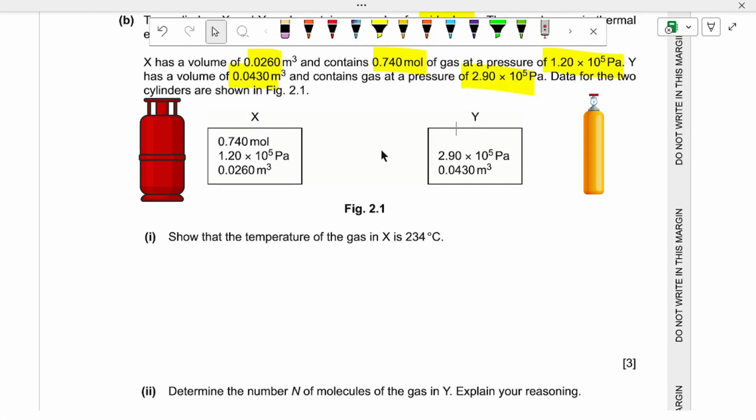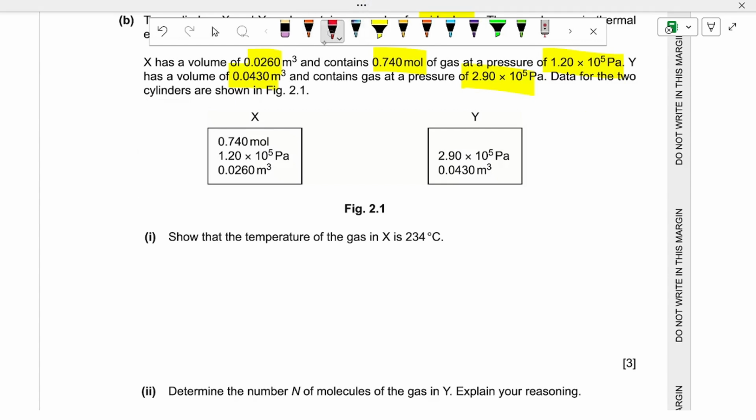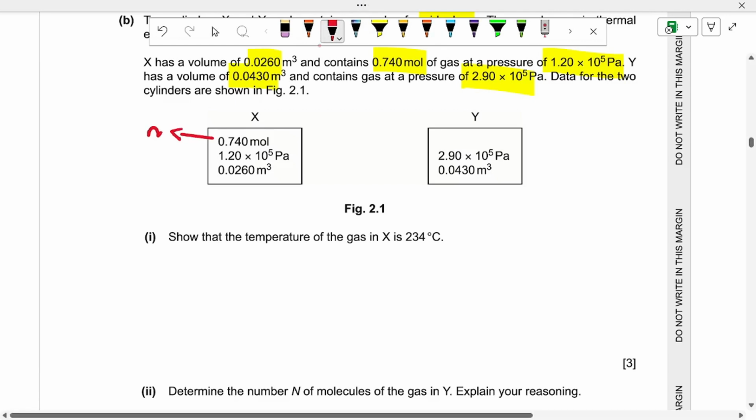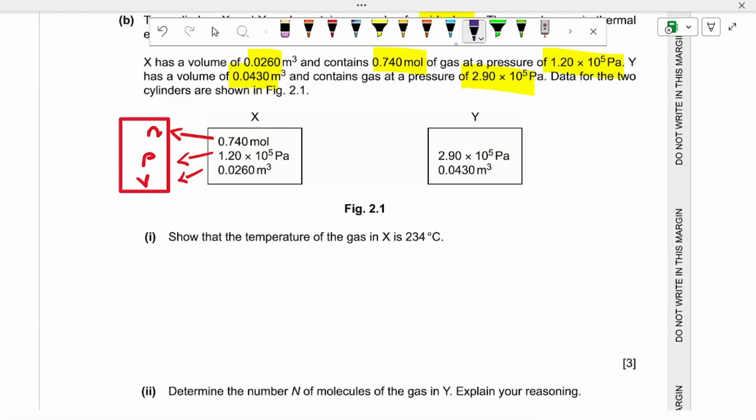So you want to show that the gas in cylinder X is at a temperature of 234 degrees Celsius. What am I going to do? Essentially, if I look at this, I'm given the number of moles. Ask yourself, what are you given? You're given the number of moles, here you're given the pressure, and here you're given the volume. What is one equation that links all of these things together? What equation is coming to your mind right now? Just say it out.